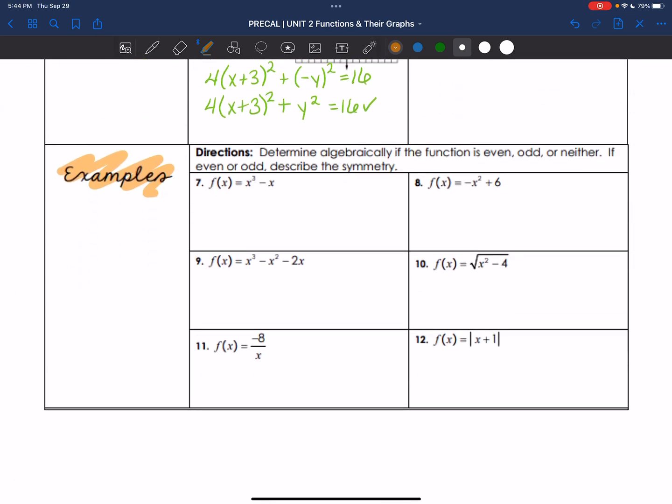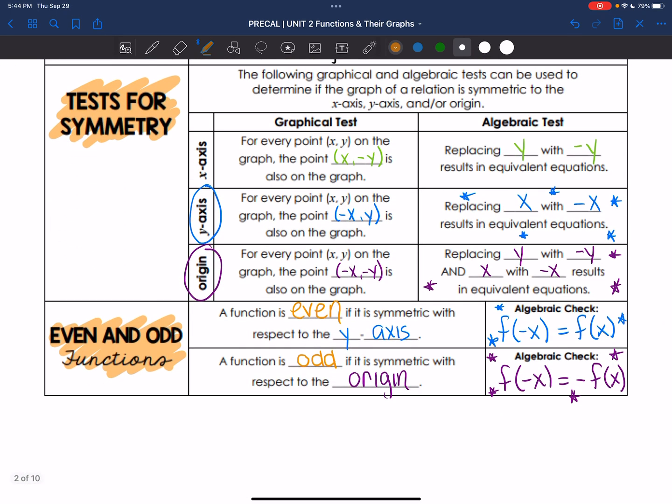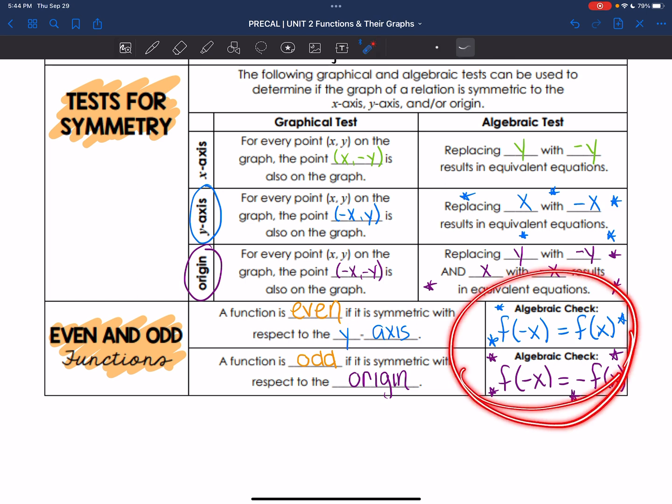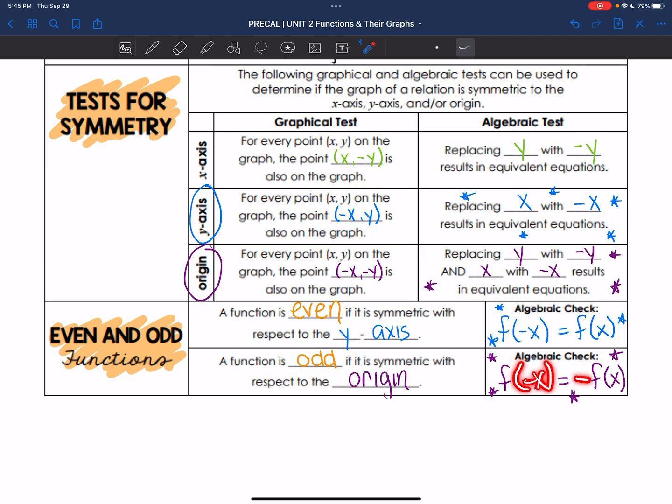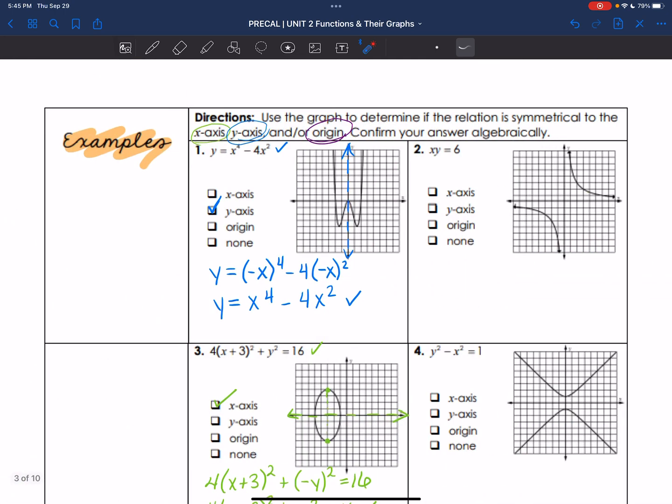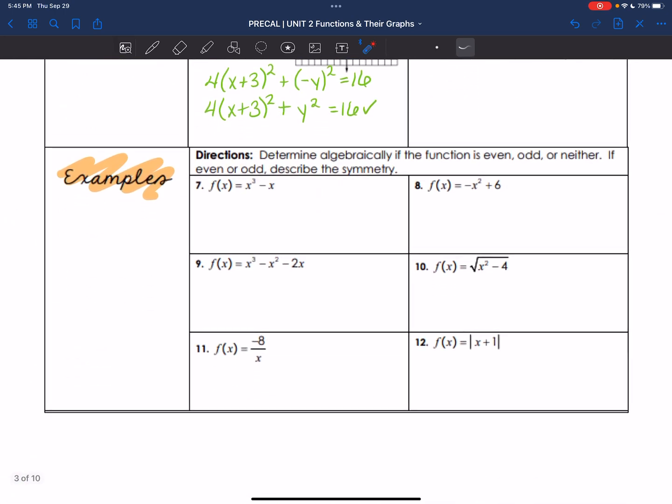So how can we determine this? Using that algebraic check, let's see what happens when we substitute in the opposite of x. If we substitute in the opposite of x and it gives us the same, then it is even. But if we substitute in the opposite of x and it is the opposite of what my function was, it will be odd. If it is something altogether different, it is neither even nor odd. Let's go ahead and see what happens here.